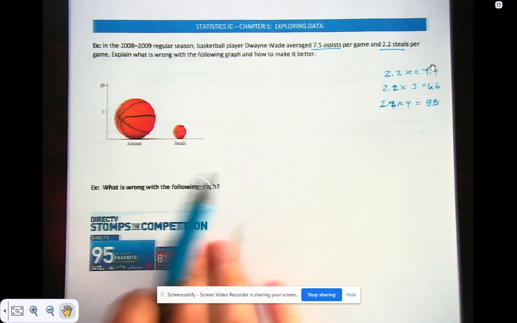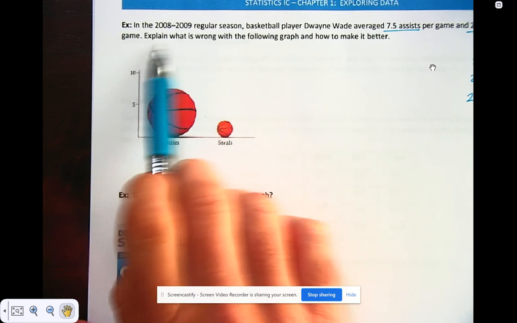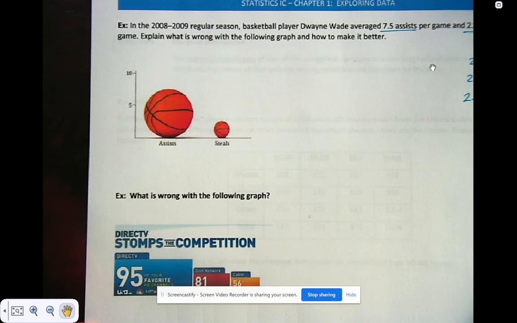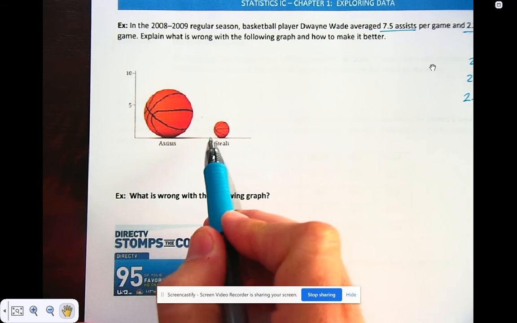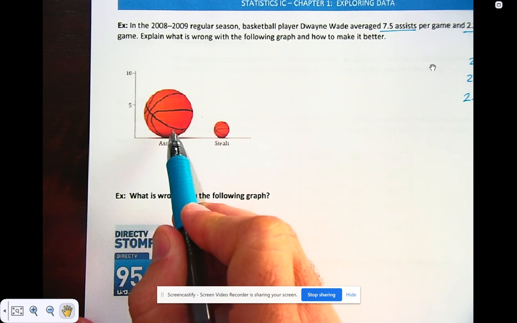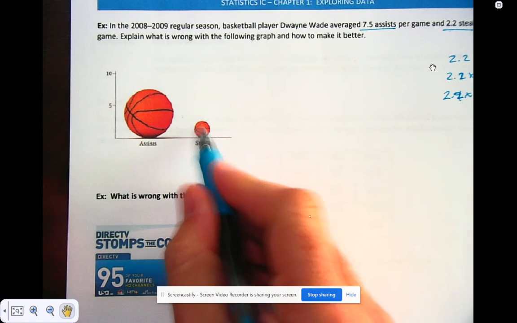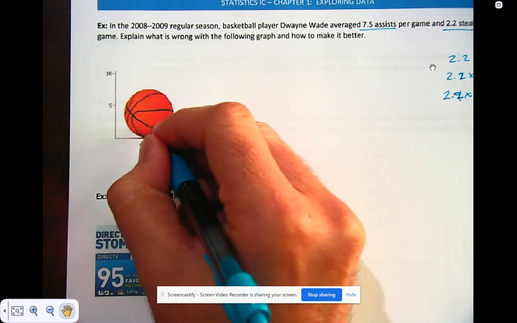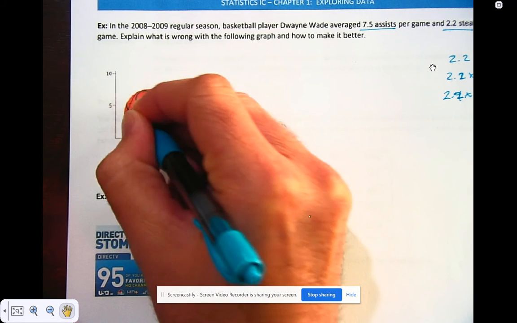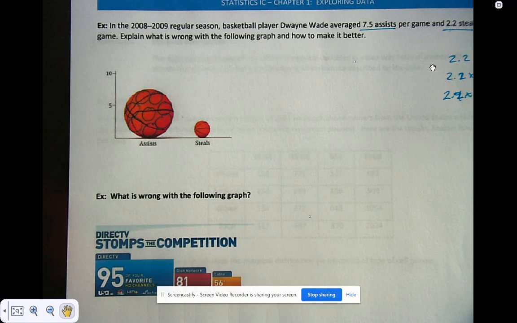Well, look at this picture, okay? And this is a graph. Explain what's wrong with the following graph and how to make it better. Well, does that legitimately explain through a picture how much more assists Dwayne averaged versus the steals? This ball, how many of these little guys could you draw in there? Just start thinking about that. 1, 2, 3, 4, 5, 6, 7, 8. It's at least 8 times as big, if not more.